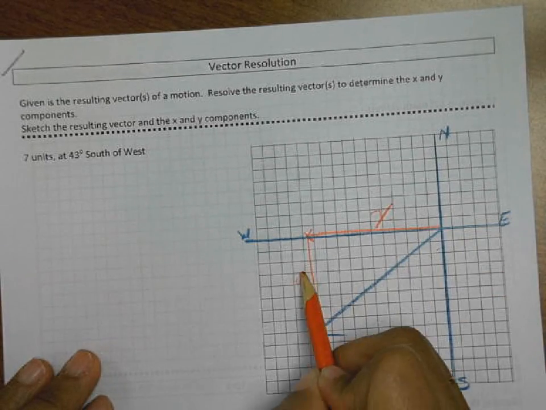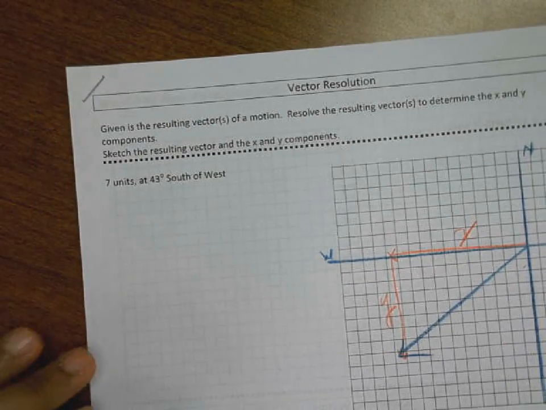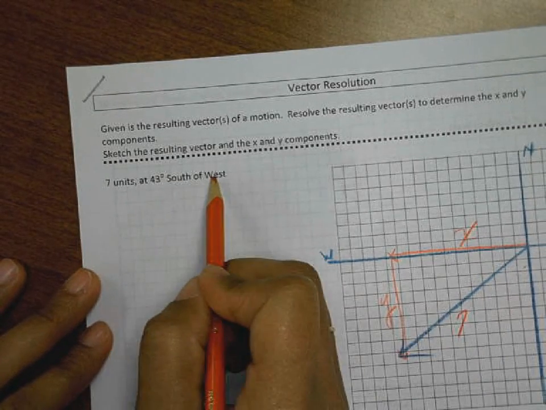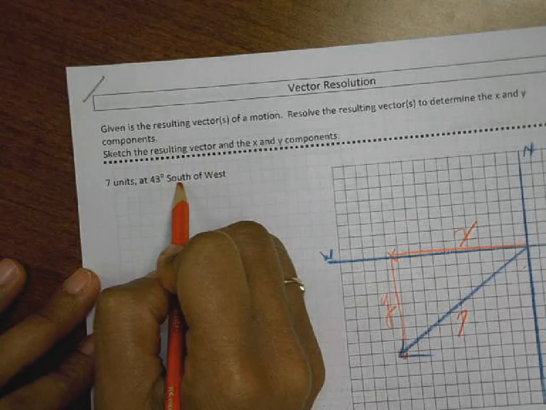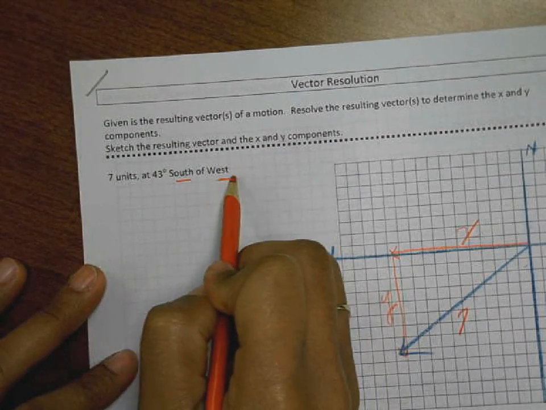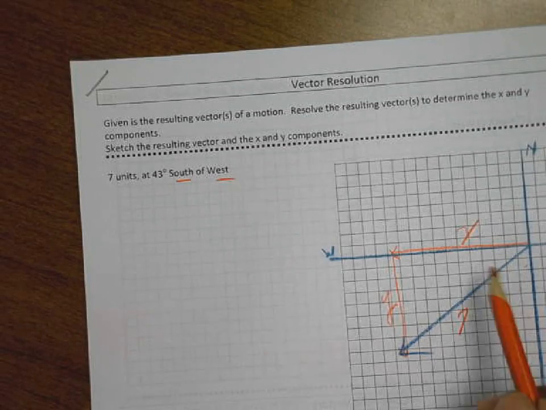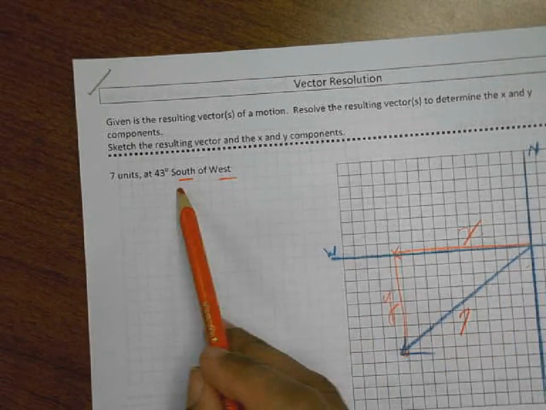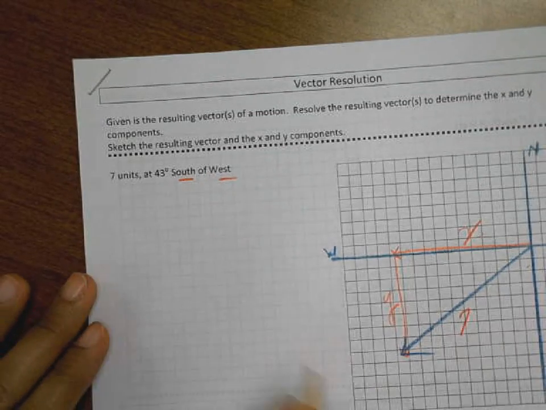So I need the x component and the y component. Well, let's see. This is 7 units, and this is south of west. South is negative, I'm going to stick a negative sign there. And west is also negative, and I'm going to stick a negative sign there, because these x and y components have directions. I want to make sure I put those directions in the answer.